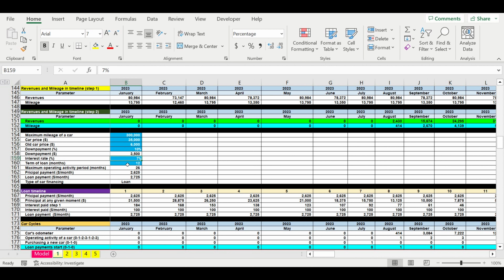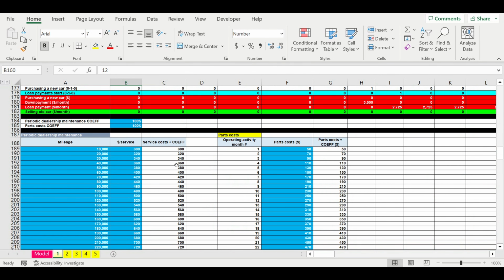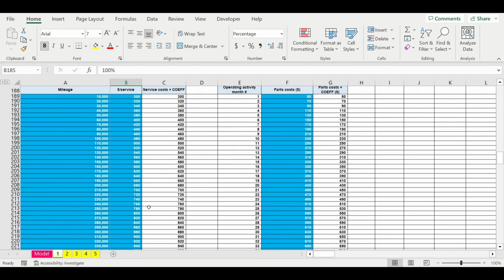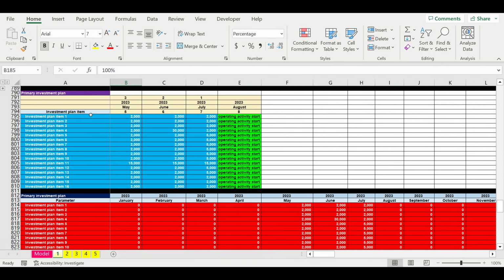Then we start talking about dealership maintenance. Here is the mileage on the odometer. Here are the expenses. These are parts for the car, and we can play with all these types of costs, dealership maintenance and parts. We can increase and decrease these types of costs. Then we create the investment plan for this specific car.